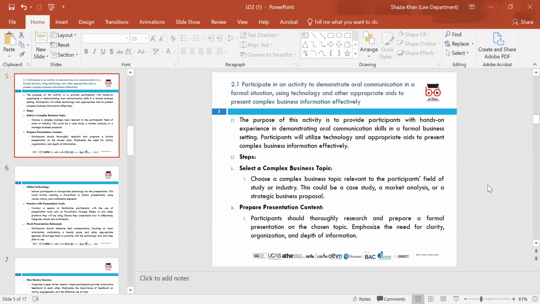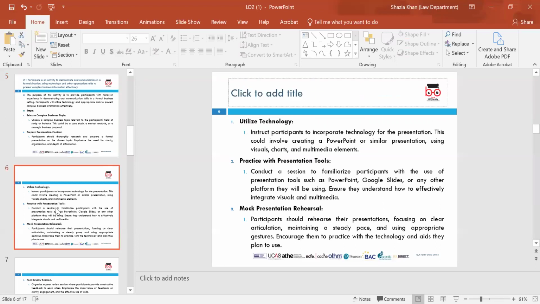Number two, you prepare the presentation content. You must prepare. Participants should thoroughly research and prepare a formal presentation on the chosen topic area. Emphasize the need for clarity, organization, and depth of information. So if you're talking about a presentation or a particular area in a business, you need to make a presentation for that. It's so important, any organization.